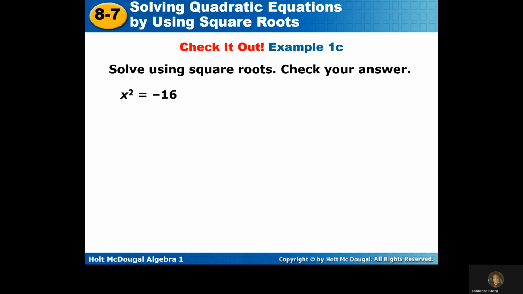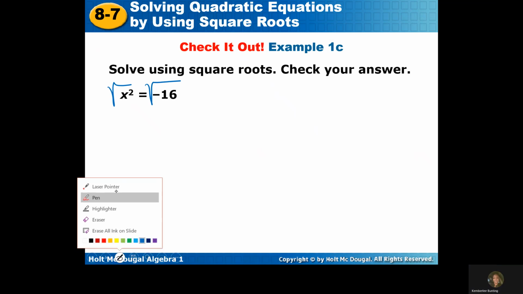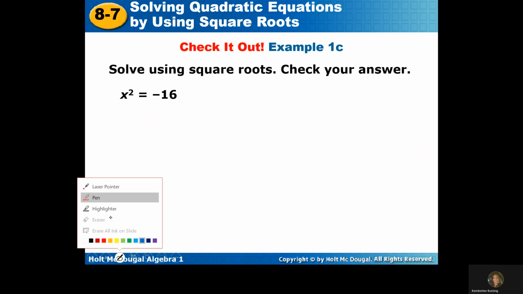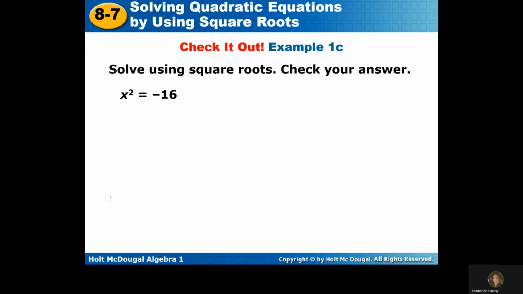Okay. All right. So sometimes you'll have a negative value. Process is still the same. Take the square root of both sides, right? Go ahead and write it down. I'll wait for you. Process is still the same. Take the square root of both sides.